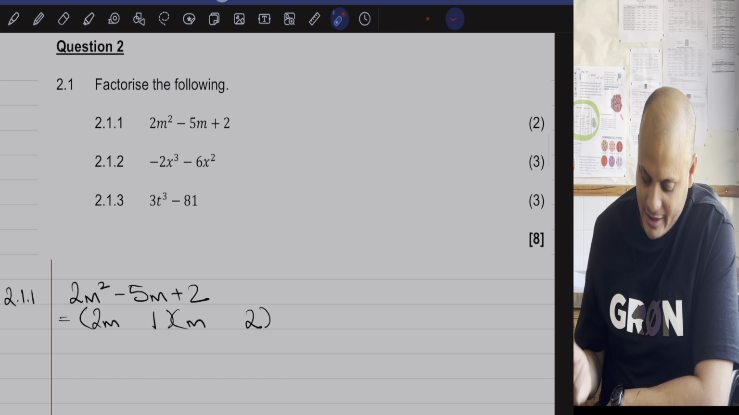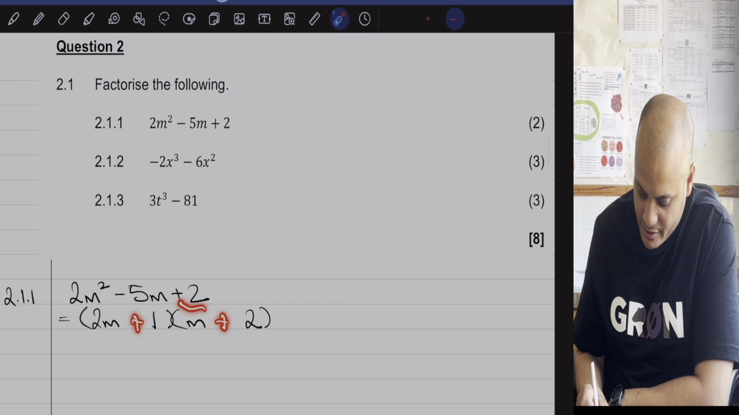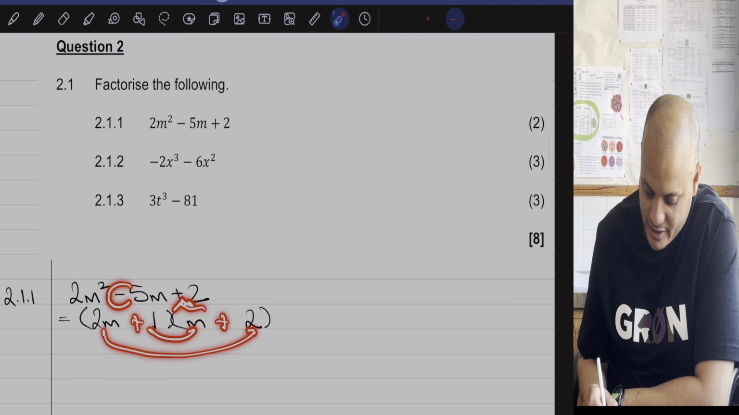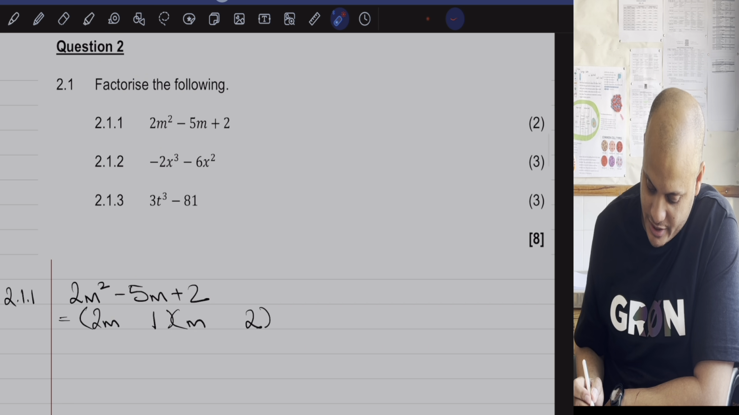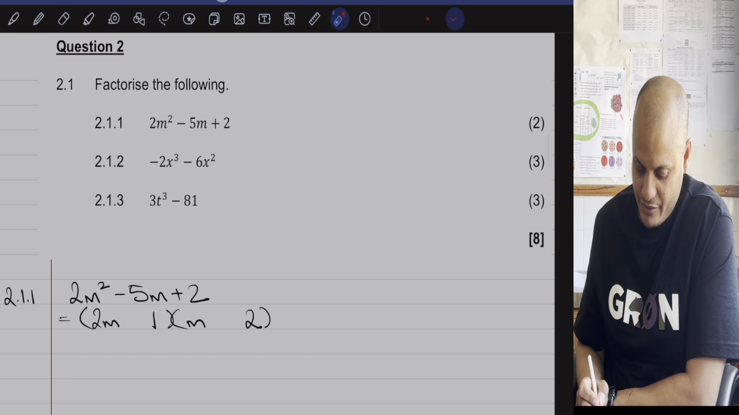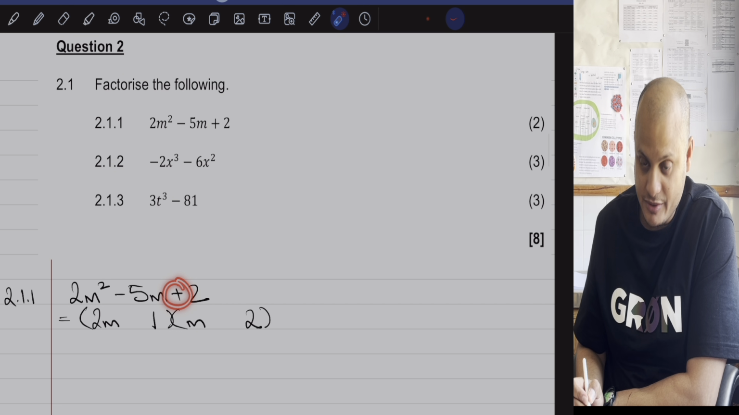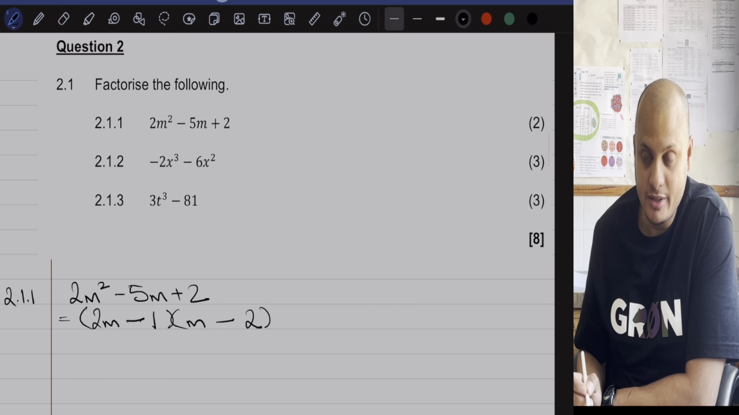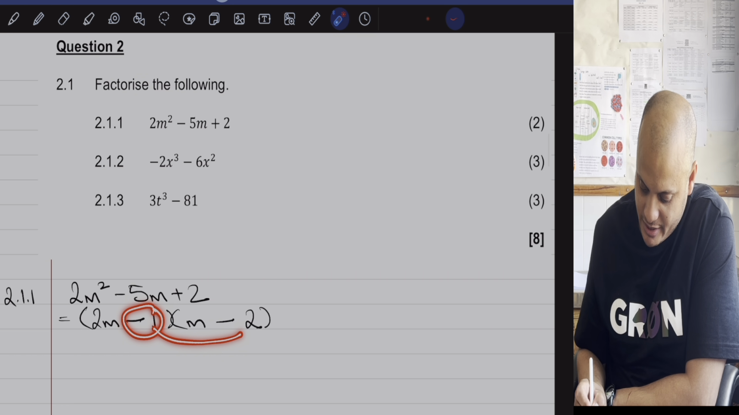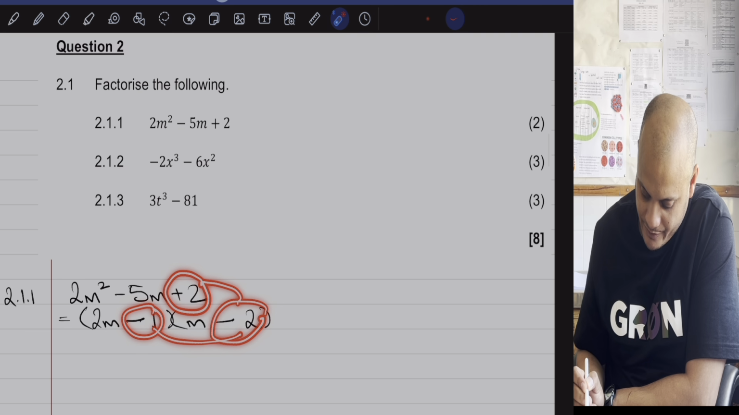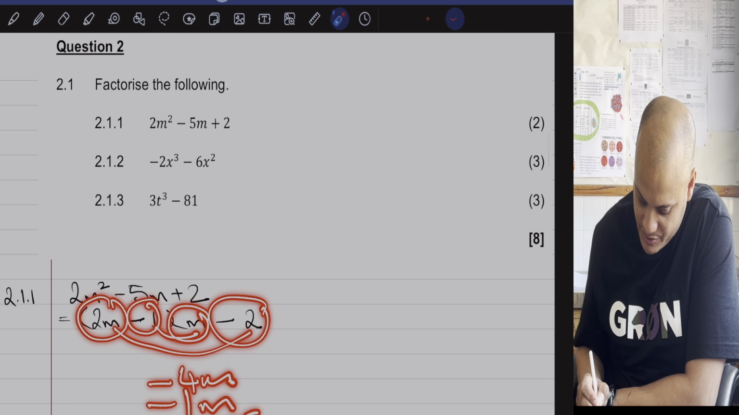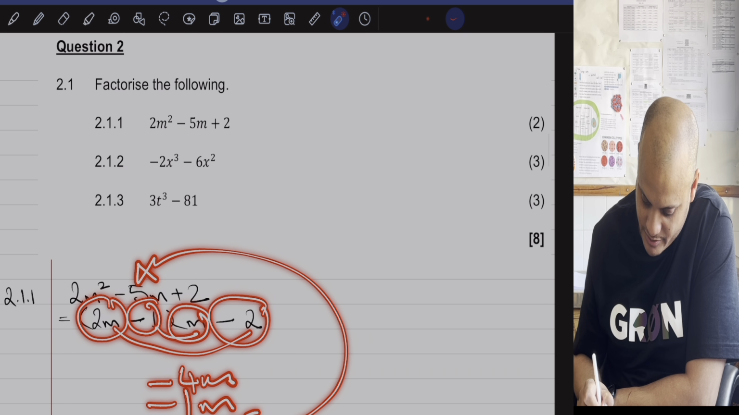And in terms of the signs, positive 1 and positive 2 will give me this positive 2 again, but then this will give me positive 4 and positive 1, which will give me positive 5, and I need a negative 5. So I know that I need to choose both signs to be negative. Remember, third term positive, so both signs will be the same. In this case, we will choose negative 1 and negative 2. Negative 1 multiplied by negative 2 gives me this positive 2, but then also negative 4m and negative 1m gives me negative 5m, which is the middle term over here.